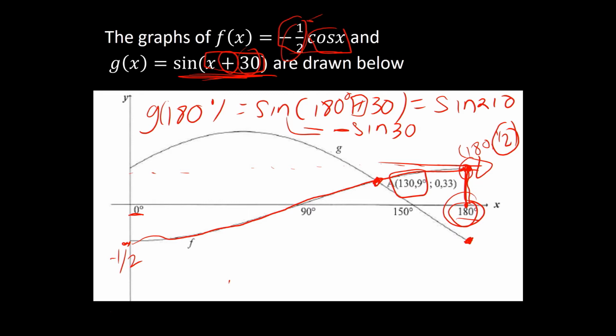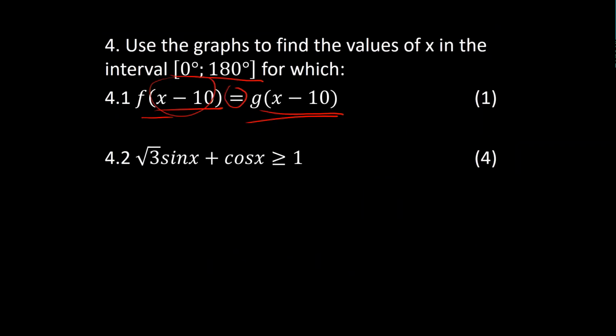So therefore, we're going to say that if I add 10 degrees to that, well then, the new point of intersection, 130 degrees, 9, plus 10, that would give me 140 degrees, 9. That will be the new point of intersection. And all they wanted was the value of x, so make sure you answer the question. X is equal to 140 degrees, and that's it for 1 mark.